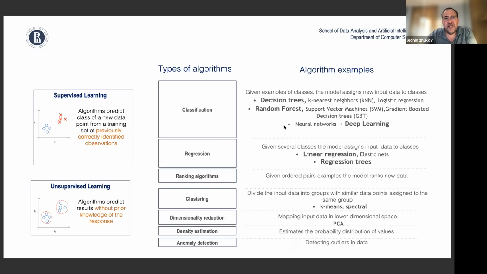And unsupervised learning is looking at the result without prior knowledge or response. There is clustering, which I have described, which is finding groups of points or customers that are more closely associated with each other than with others.